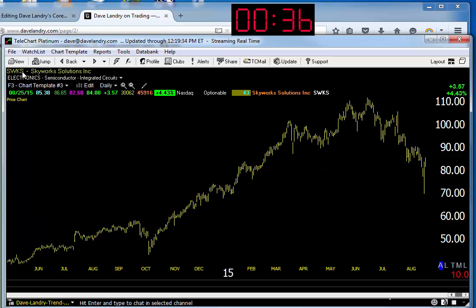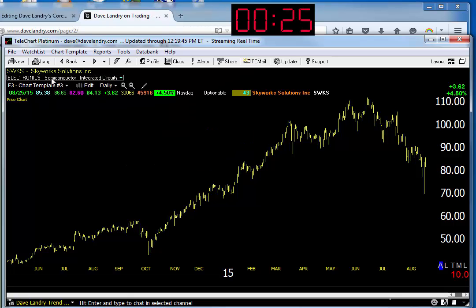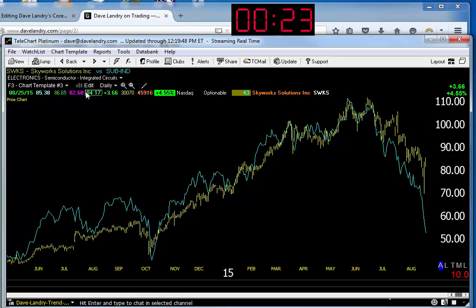This is SWKS. It's Semiconductor Integrated Circuits. This was a stock that was recently mentioned as a potential short on my Landry list and my core trading service. So all you have to do is click on the sector right here and click on plot sub industry comparison. That's it. Any questions?